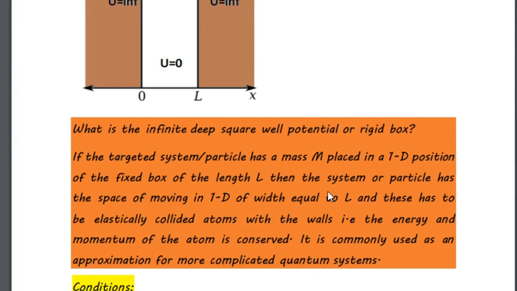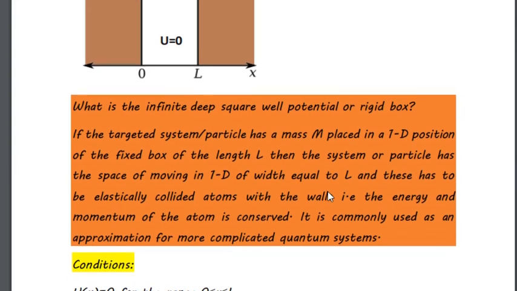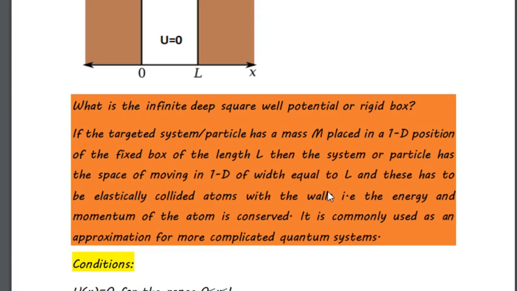If the studied system, a particle such as an electron of mass m, is placed in a one-dimensional fixed box of length L, then the particle has space to move in one dimension of width equal to L, and it collides elastically with the walls. Elastically means the energy and momentum of the particle are conserved.